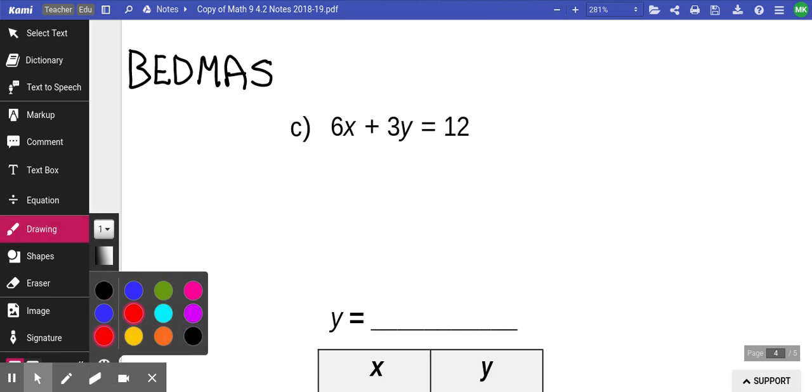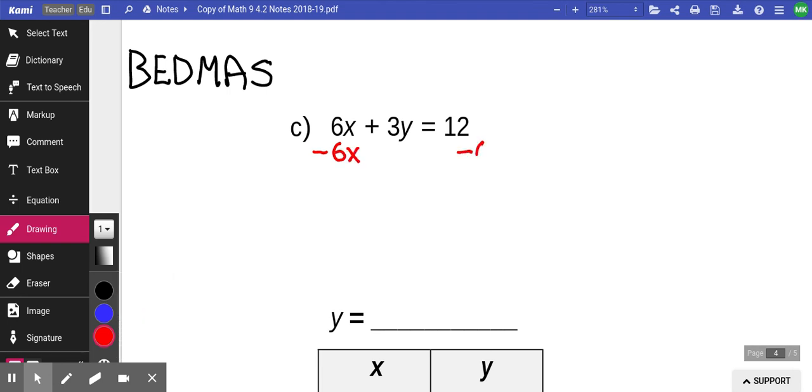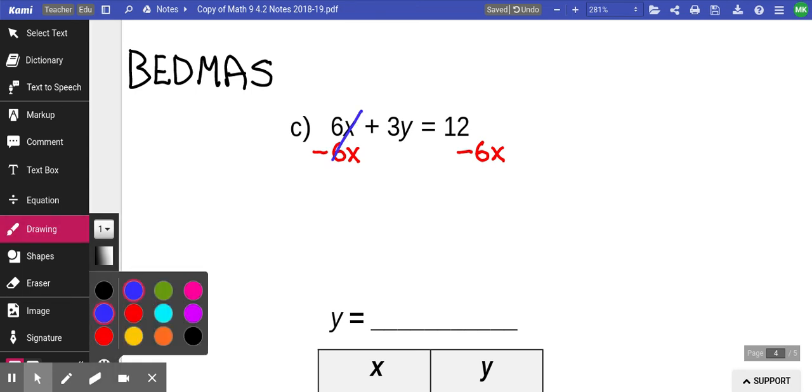The way that I move 6x is by doing the opposite operation of addition. The opposite operation would be subtraction. So I'm going to subtract 6x from both sides. That's me showing my work, and then I reorganize my work. So the 6x's will cancel on the left, and I'm left with just 3y equals 12 minus 6x. The red is me showing my work. The black is me reorganizing my work.